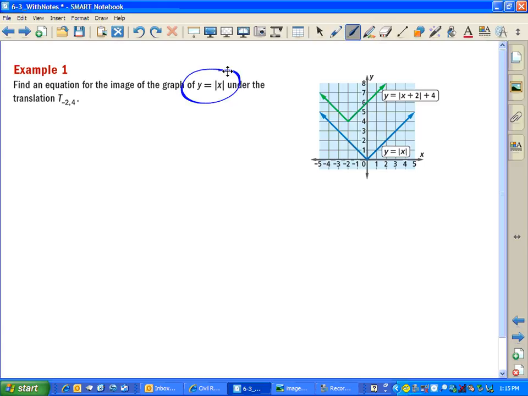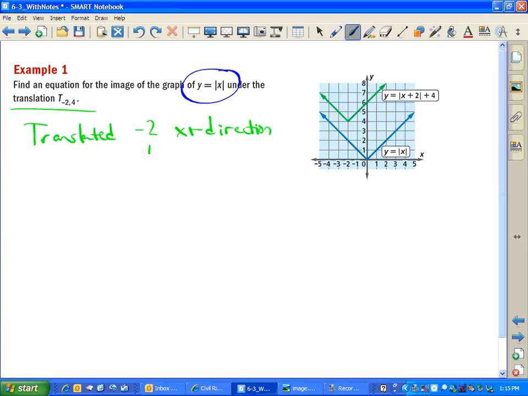That's graphed in blue, and it's a V shape like you know. And we're doing a translation, which just means a move. It's translated negative 2 in the x direction, which means 2 to the left, and 4 in the y direction, which means up 4. And you notice that green graph is indeed moved 2 to the left and up 4.